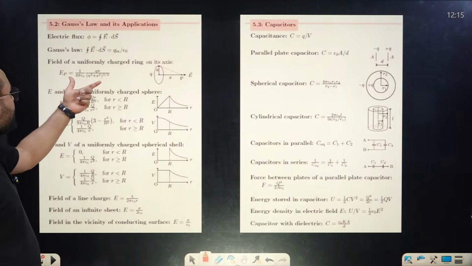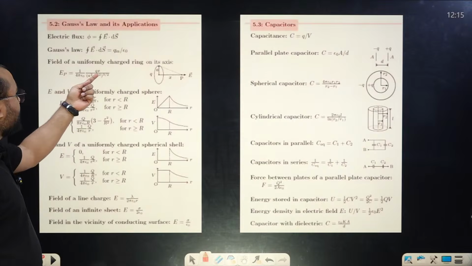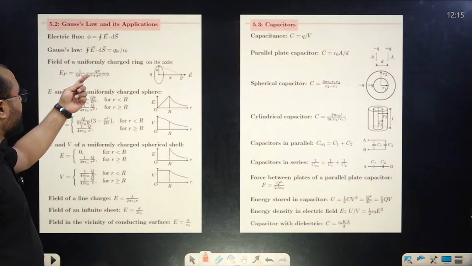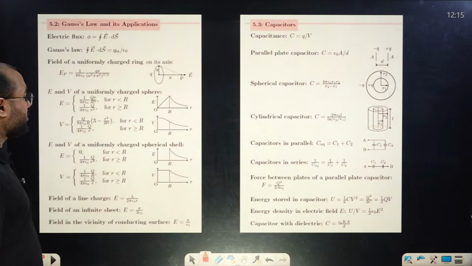I believe you remember this formula, how it goes. So 1 by 4 pi epsilon naught, this is how it will be going on, Qx divided by (a square plus x square) to the power 3 by 2. Fine, to the power 3 by 2.